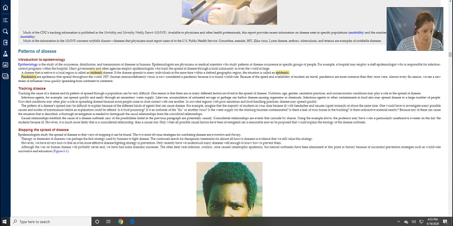So the tracking of the disease is where the Centers for Disease Control here in the United States come in, the World Health Organization at a global level, and we track diseases.